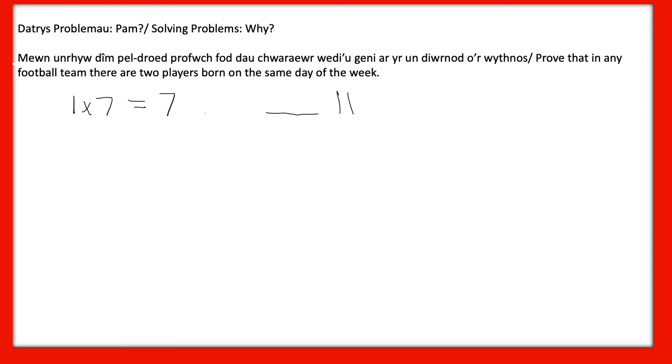So the situation is, it's dead easy to prove verbally that there are going to be 2 players born on the same day of the week, because otherwise you can't have more than 7 players in your team. Simple. But a lot of people would find that much more difficult to work out.